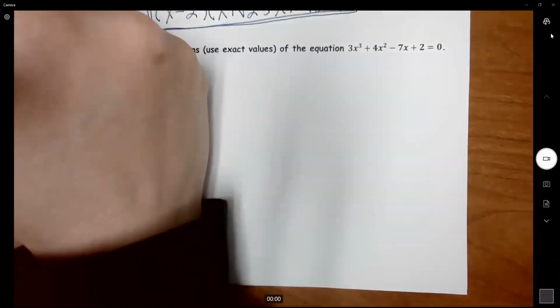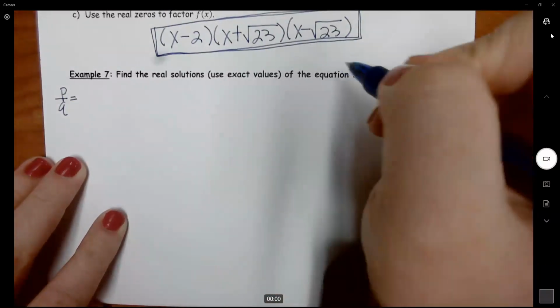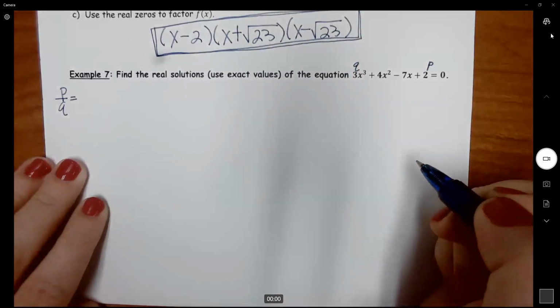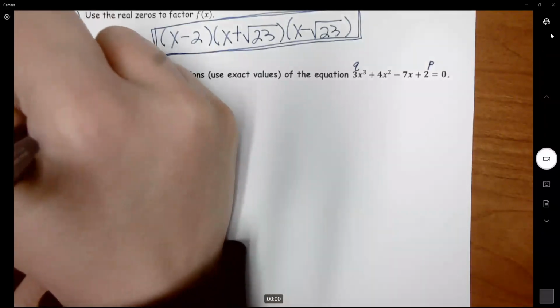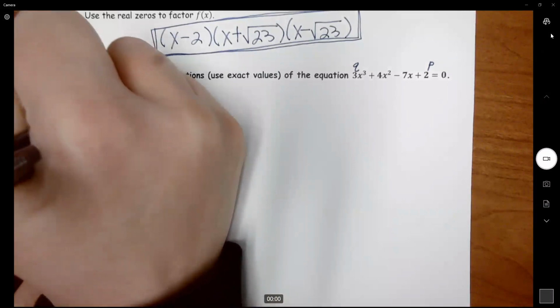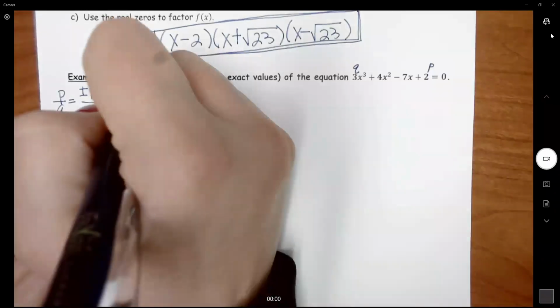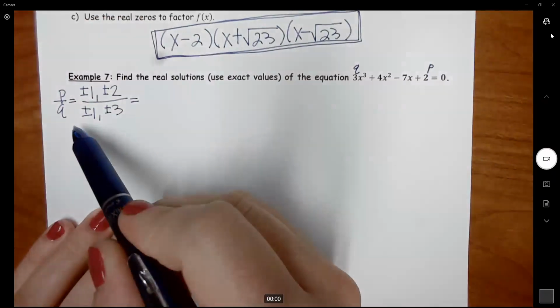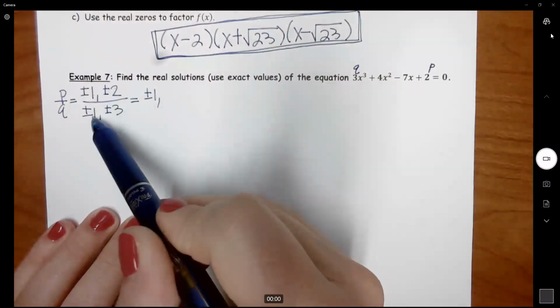So in this one, we need to find my possible rational zeros by doing P over Q. My P is 2 and my Q is 3, so I will have to go through the process of this one. So P is plus or minus 1 and plus or minus 2 over Q, which is plus or minus 1 plus or minus 3. So 1 divided by 1 is plus or minus 1. 2 divided by 1 is plus or minus 2.